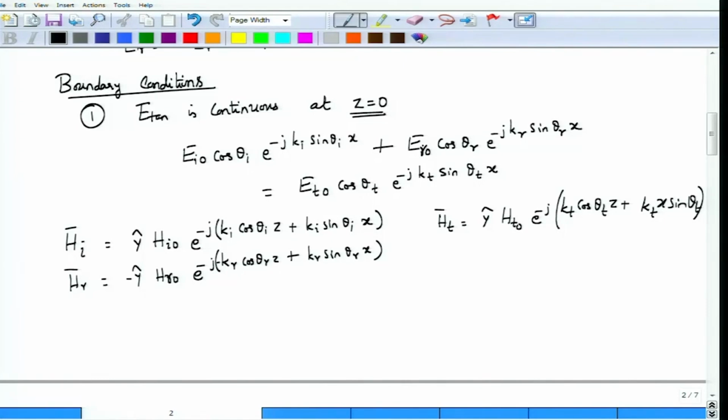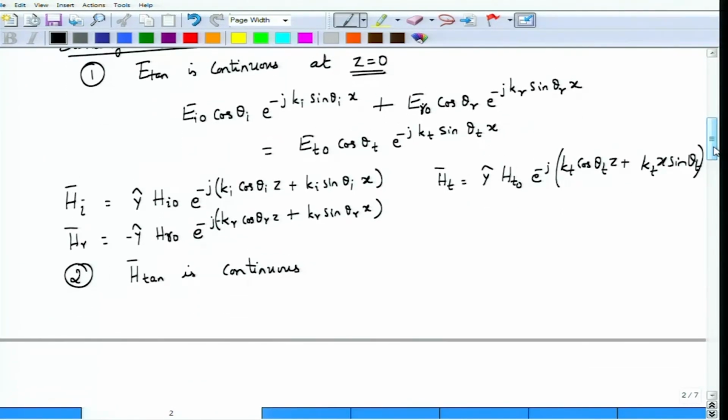So we now have one equation in which we have used the tangential electric field continuity at the interface z equal to 0. We can similarly use the second boundary condition, which states that the tangential magnetic field component must also be continuous. Why should the tangential magnetic field component be continuous? Because this is the case where we are considering the two media to be perfect dielectrics. Because of this, there is no chance of having a current sheet on the interface, and therefore the tangential H field is also continuous.